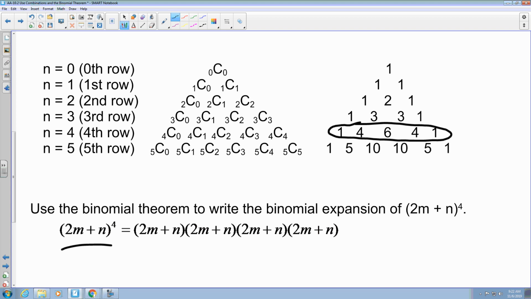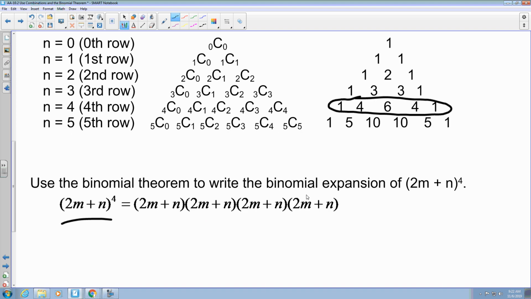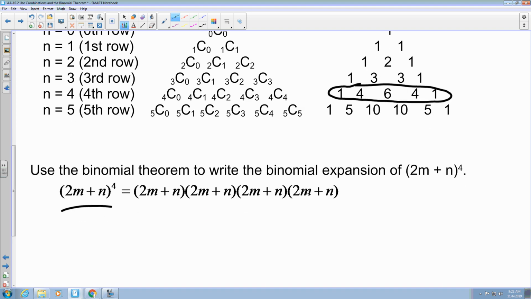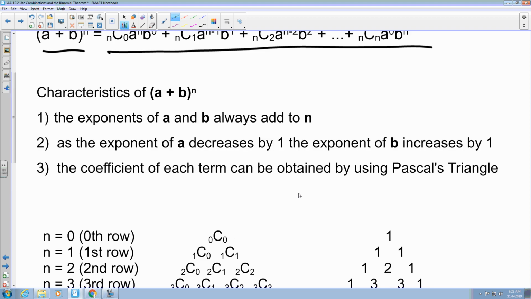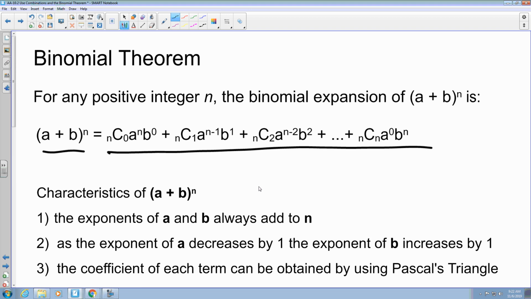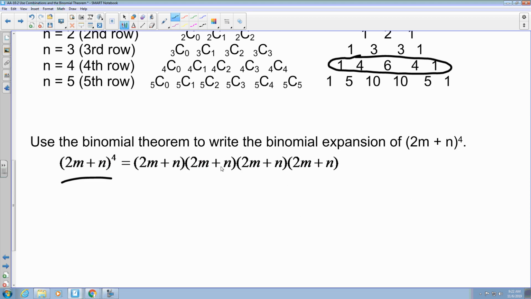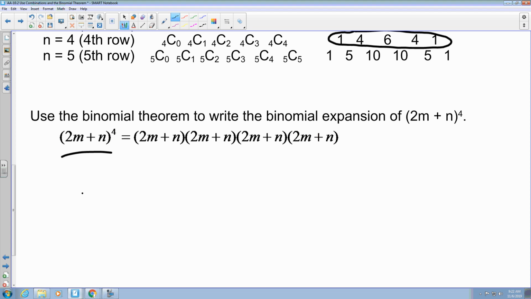Okay, so basically what we're going to do here is utilize this formula up here. You're going to take n as 4, and you're going to take the combination of 4 and 0, which is 1, and you're going to take the first term, which in this case is 2m, raise it to the 4th power, and take the second term, n, and raise it to the 0 power. Then you're going to add it.